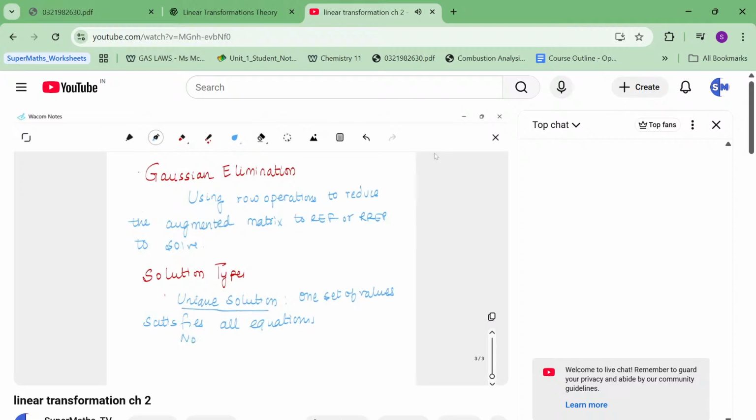No solution would be, sorry, it is an inconsistent system. And then we have infinitely many solutions. Free variables.